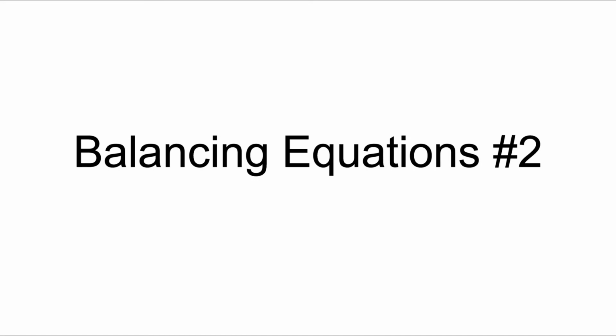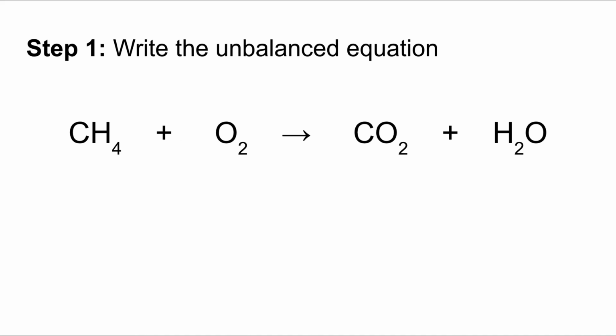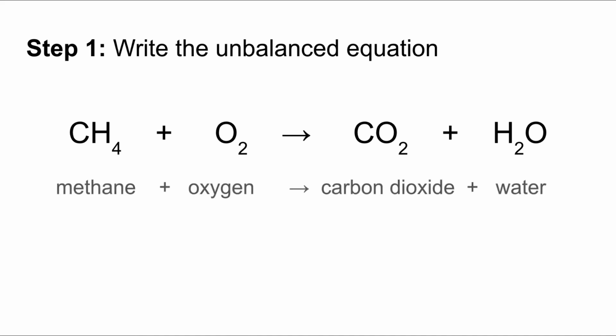In this video, we are going to practice balancing a chemical equation. The first step is to write the unbalanced equation. This reaction is between methane and oxygen to produce carbon dioxide and water.